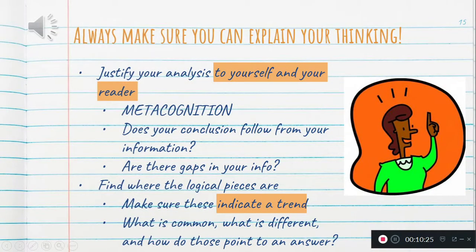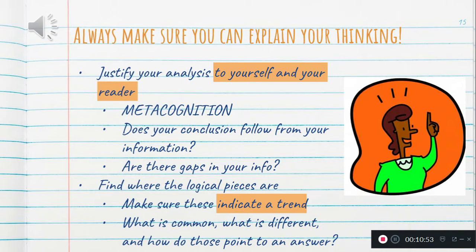So how can you be sure that your analysis is done right? As always, you must be able to explain your thinking both to yourself and to your reader, because your reader is not going to have all the original pieces to see for themselves what you removed them from and how you made your analysis and conclusion. You're going to have to explain where you got these pieces from and what they say together in order for your reader to understand.